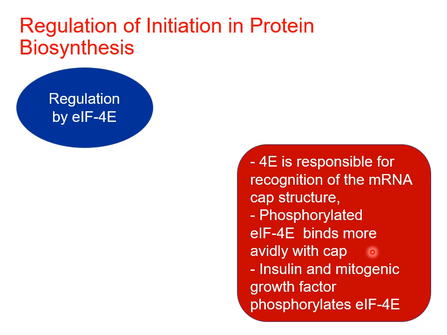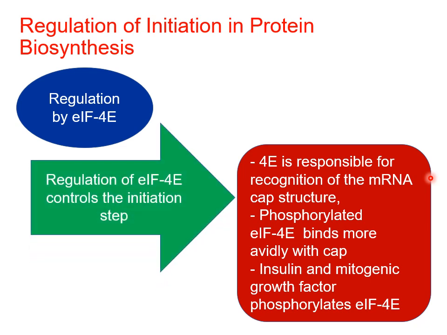Therefore, anything which causes phosphorylation will increase the initiation process. The hormone insulin and various mitogenic factors phosphorylate this initiation factor, the 4E factor. That is one of the mechanisms by which insulin increases the translational activity in the cell. So overall, if I have to put it in one sentence, regulation of eukaryotic initiation factor 4E controls the initiation step.